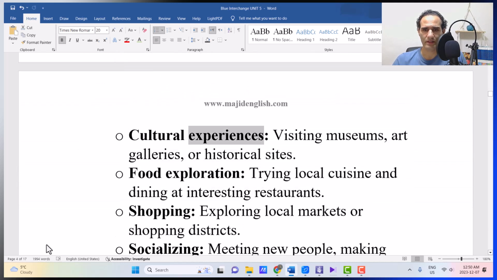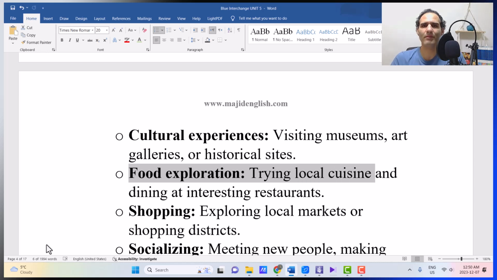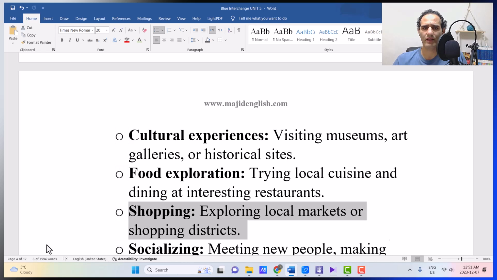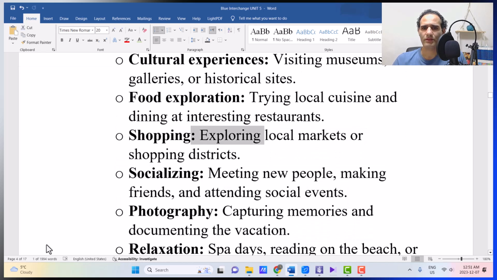Cultural experiences, visiting museums, art galleries or historical sites. Site here means places. Food exploration, trying local cuisine. So by this time, I guess you have learned cuisine. Cuisine means food, eating things. And dining at interesting restaurants. Shopping, someone might like shopping. Shopping, exploring local markets or shopping districts.